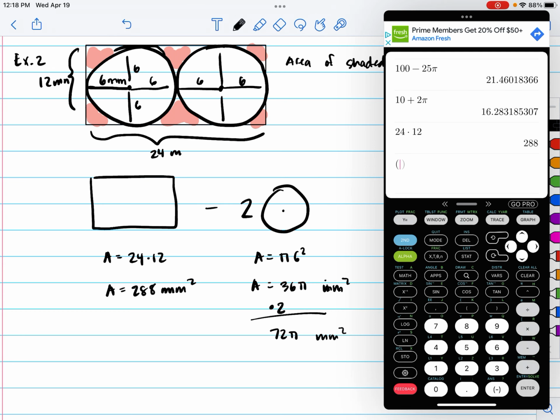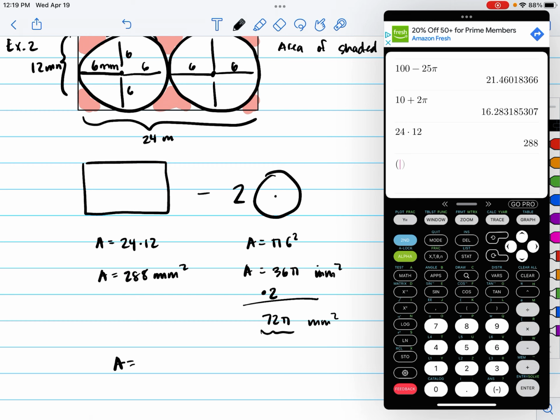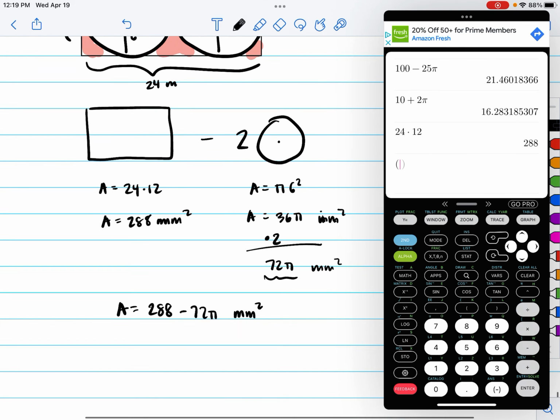So there's your 2 circles. And something's off about this. 6. 24 times 12. No, this looks okay. Oh, that's right, because this is written in pi. So if we want the exact answer, we just do 288 minus 72 pi millimeters squared.